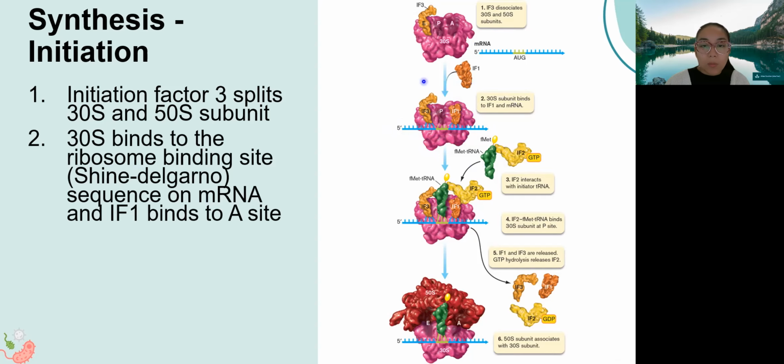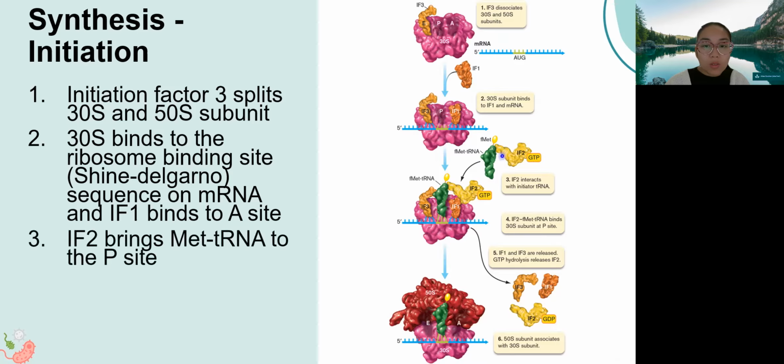So now it's looking like this. As you can see, the only pocket that's left open is the P pocket. So IF2, this initiation factor 2, comes and attaches itself to the methionine tRNA. Remember that methionine is always the first amino acid for any protein because it's the start. It attaches to the start codon. So this methionine tRNA comes and it binds to the P pocket.